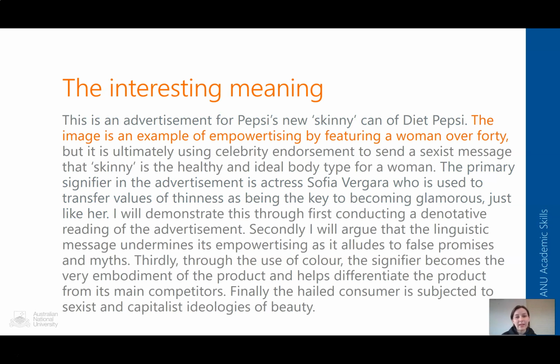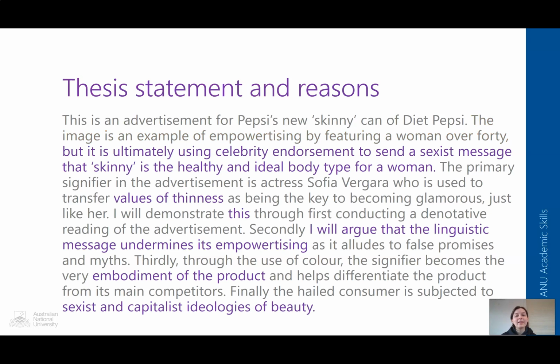Then in the second sentence, they're highlighting the controversial element of the ad. So it's an example of empowertizing, for instance, by featuring a woman who was over 40. So they indicate why it's a particularly controversial ad. Then they give their main answer to the question. So they're arguing that it's ultimately using celebrity endorsement to send a sexist message that skinny is the healthy and ideal body type for a woman.